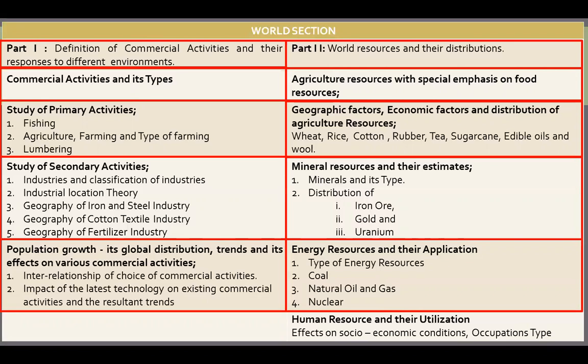Not only this, we are also talking about hydro resources, that is hydroelectricity or thermal power, thermal energy. We are talking about wind power, wind energy, and so on and so forth. Finally, we have human resources and their utilization, occupation types, and their utilization. So this is the part of our world section.